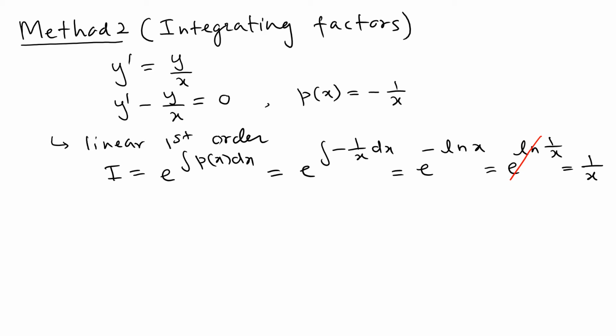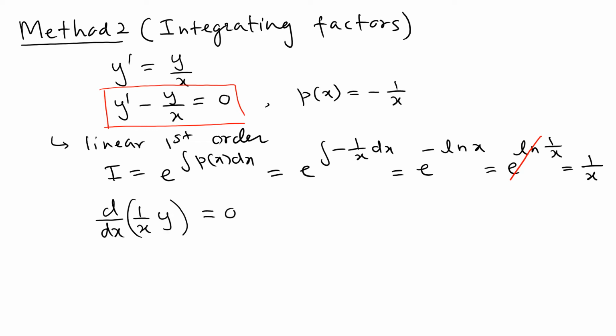From the theory, we know that due to the product rule, the equation simply becomes the derivative of the integrating factor times y. That's the theory part, because if you use the product rule, that's exactly what you get. So this says that the derivative is zero, which means y over x is a constant. So this says that y equals c times x.